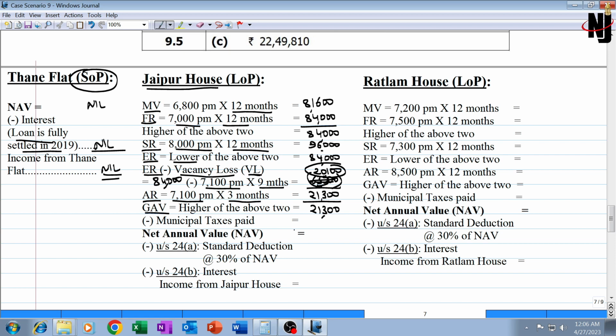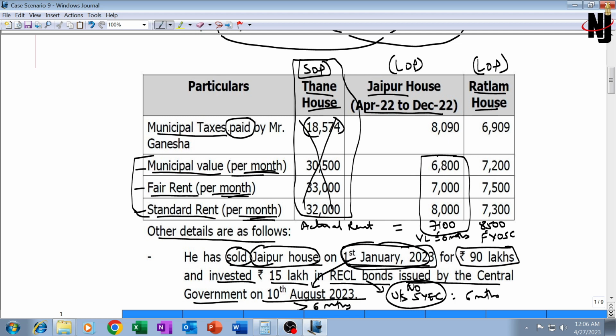Less municipal taxes paid. What is the amount of municipal tax paid? For the Jaipur house, municipal tax paid is 8,090. Now, how much is allowed to be deducted? Whatever is actually paid, and the paid amount is 8,090. We are not concerned with whether this 8,090 is for 12 months, or from April to December 9 months, or only for 3 months. It makes no difference. Whatever is paid is allowed as a deduction. Even if it is paid for an earlier year, it is allowed as a deduction.